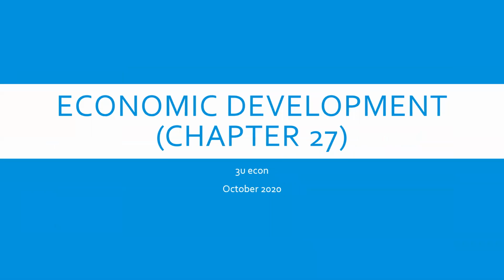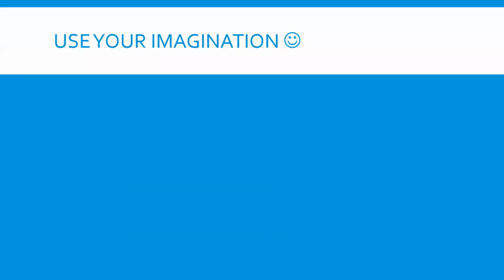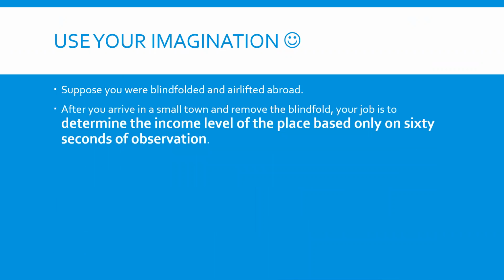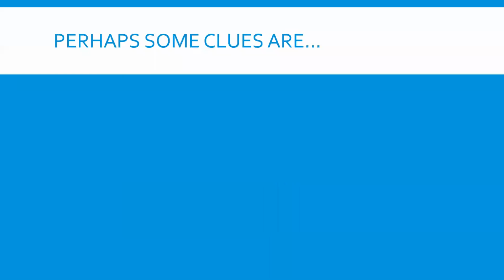So economic development, chapter 27. To start off, use your imagination. Suppose you're blindfolded and airlifted abroad. After you arrive in a small town and remove the blindfold, your job is to determine the income level of the place based on only 60 seconds of observation. What would you look for?